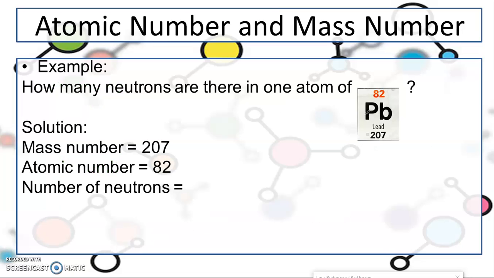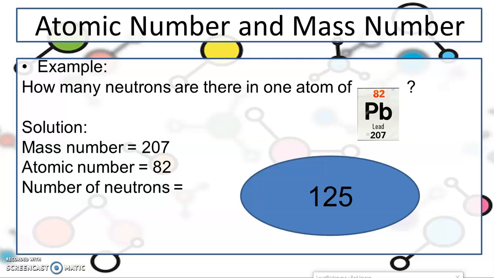And then for another example, how many neutrons are there in one atom of lead, atomic number 82? So the mass number is 207 and the atomic number is 82. So the number of neutrons present in lead is 125.